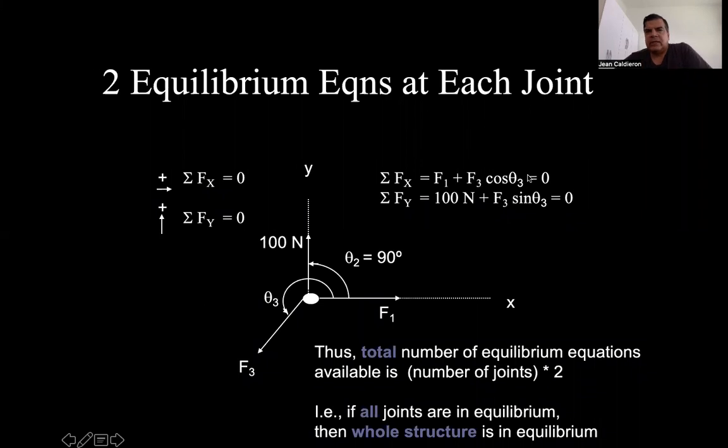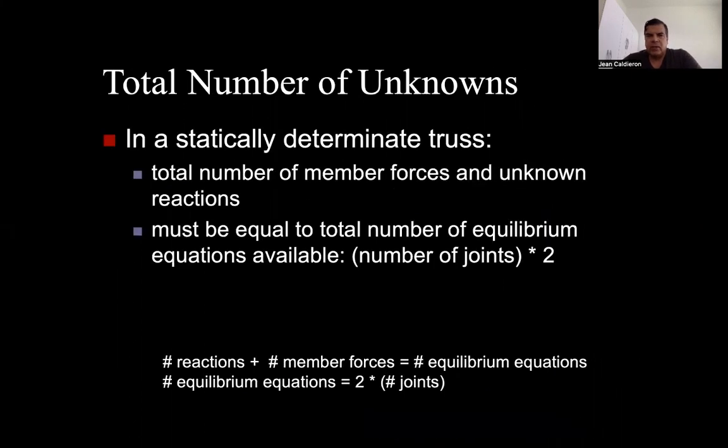That has to do with the equilibrium equations in each one of the joints. Well, the summation of vertical forces and horizontal forces has to do with the rules of trigonometry. And the total number of equilibrium equations in every available joint should be the number of joints multiplied by 2. If all joints are in equilibrium, then the whole structure is in equilibrium.